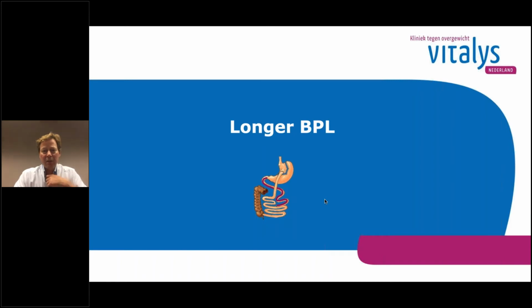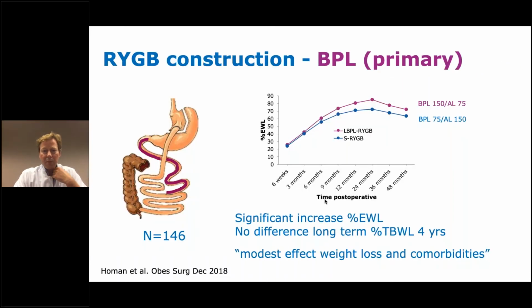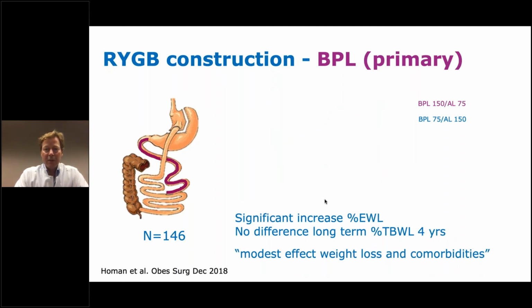A lot has been said about the length of the biliopancreatic limb. Two randomized studies from our center have been published. This is the primary gastric bypass, the ELEGANCE study, in which the routine gastric bypass used a biliopancreatic limb length of 75 and an alimentary limb of 150, and the longer BP limb had the lengths switched, so the other way around. And in terms of excess weight loss, there was a significant increase, but after 4 years, the total weight loss was similar. So you can sum these results up that there is an effect, although it will be modest, but it doesn't lead to more complications.